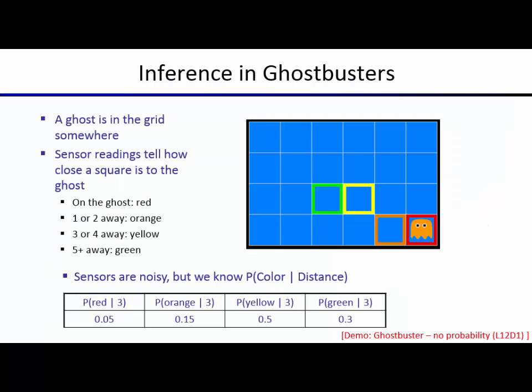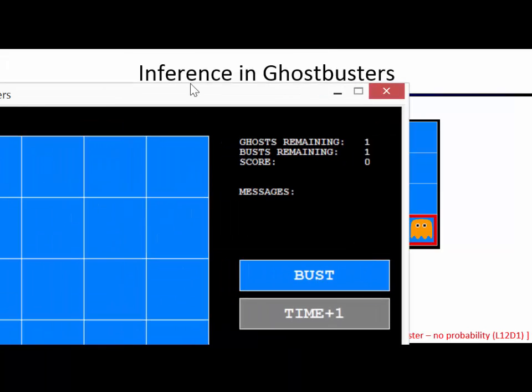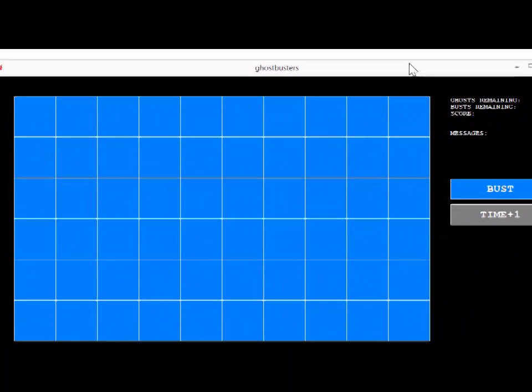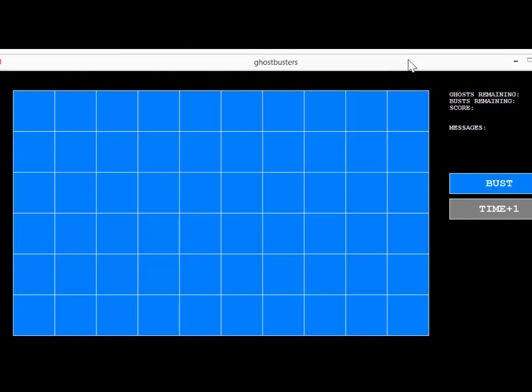So let's look at a motivating example first. Let's look at Ghostbusters. Okay, what do we have here? It's a Pac-Man grid world again. Actually, Pac-Man is not running around in the world now. There is only a ghost. But we don't know where the ghost is. It's in one of those squares. It's not going to move. We know it will stay put in one of the squares.